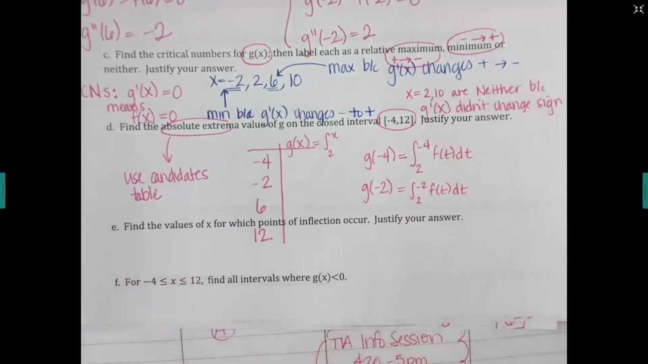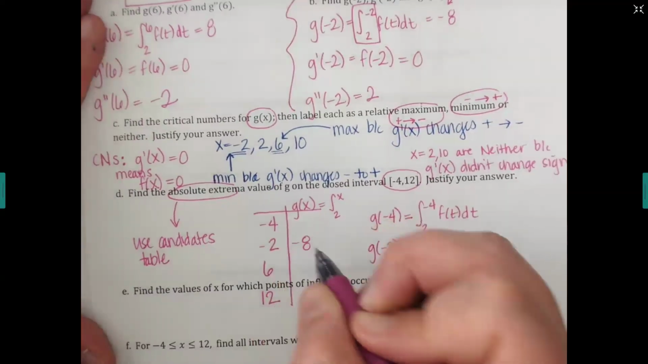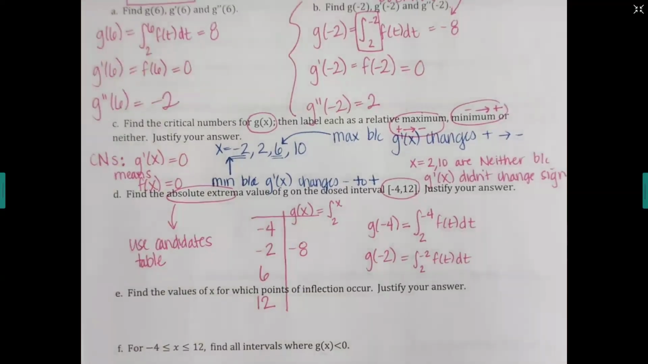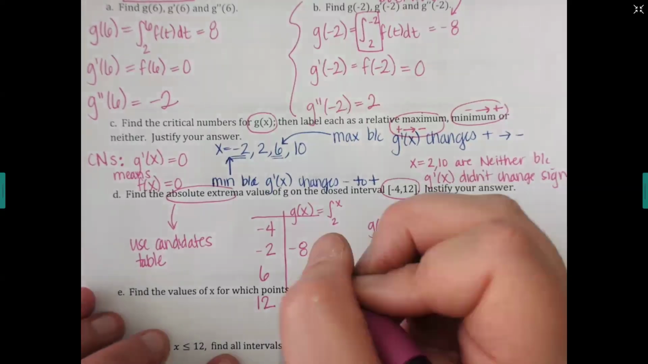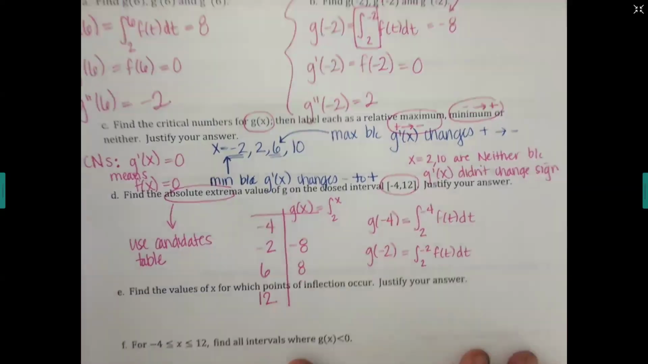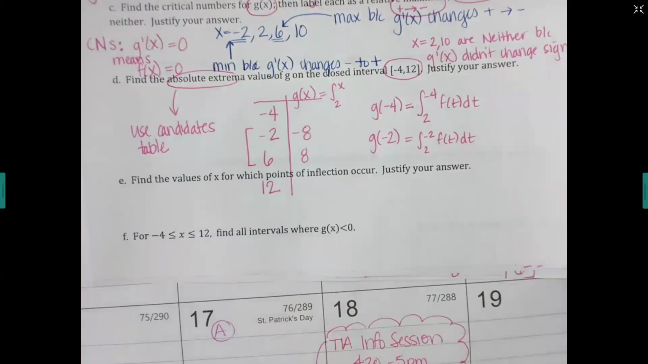Now, before I keep going, I'm going to have to find this one. Why do I not have to find this? Look back up at part B. Didn't we already do this? What was g of -2? Remember, it was -8. So you can go ahead and fill that one in. And then I also know g of 6. What was g of 6? +8. So I'm not going to waste time re-finding those. Okay, for these two right here, I already found those in part A and part B. So really, those are kind of already done. Okay, and then we'll find g of 12.